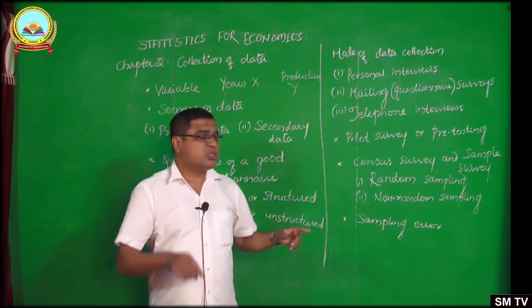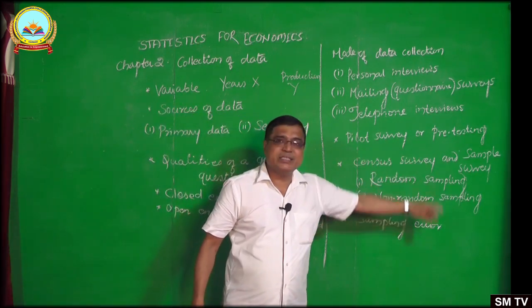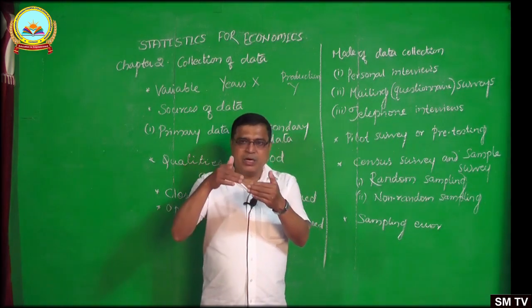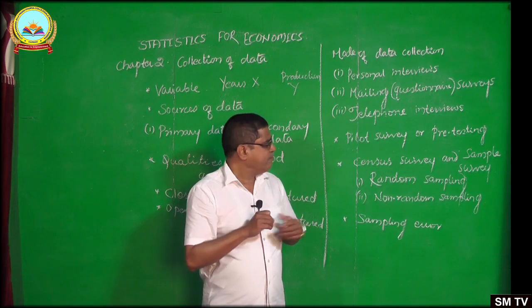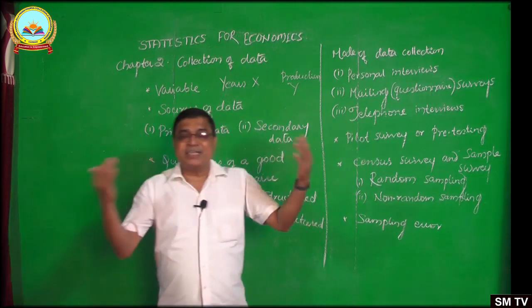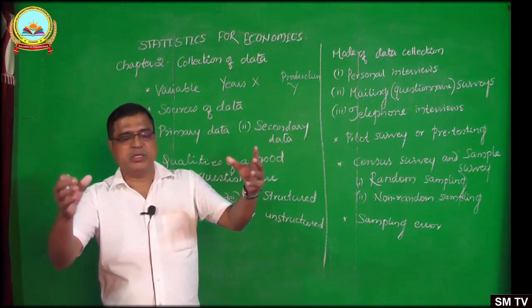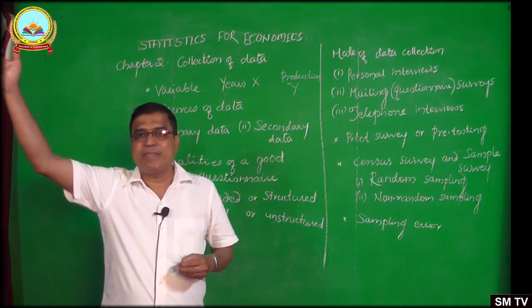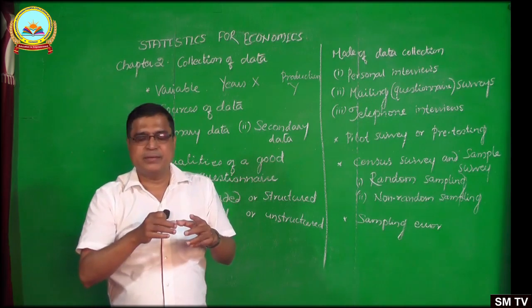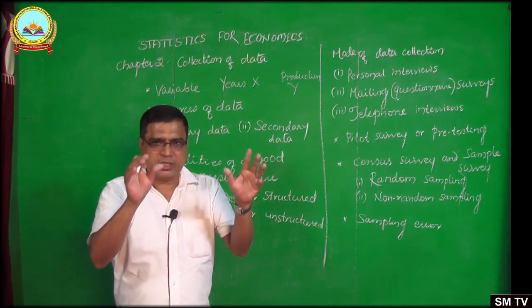It is called pilot survey or pretesting. Now, after conducting the survey on this small group or small part, we can understand. So many units, for example, 50 individuals have been selected. If there are 5,000 units, only 50 units have been selected, and the survey is conducted on them.